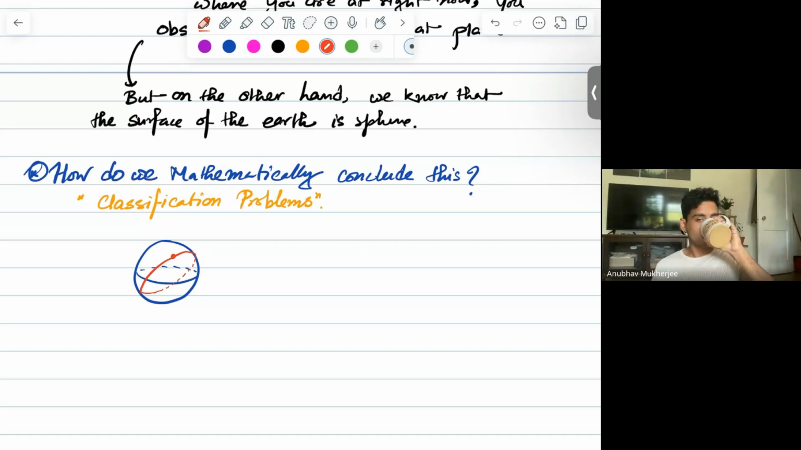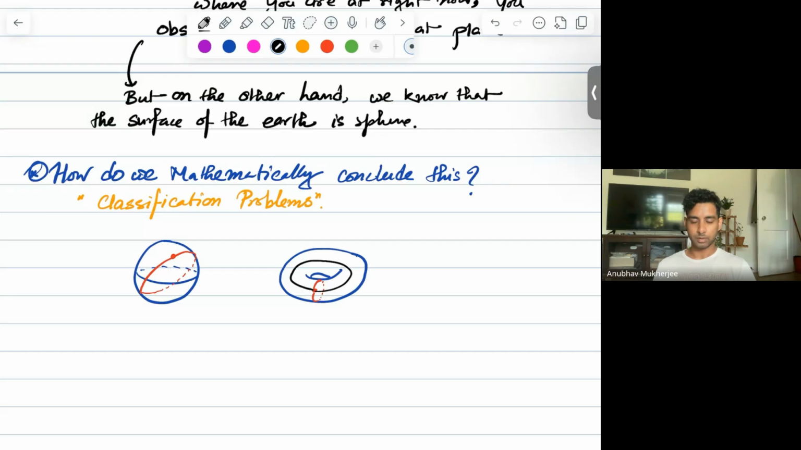But is it? There could be another surface which has actually the same property. For example, take the donut shape or the tube shape. In this situation too, if you start from one point and keep going, you eventually come back to the point. Or if you go in this direction, you also come back. Okay. So then the question is, are these two shapes the same?